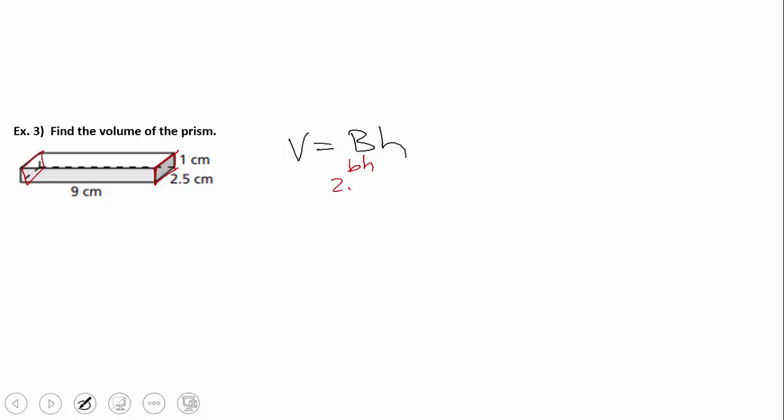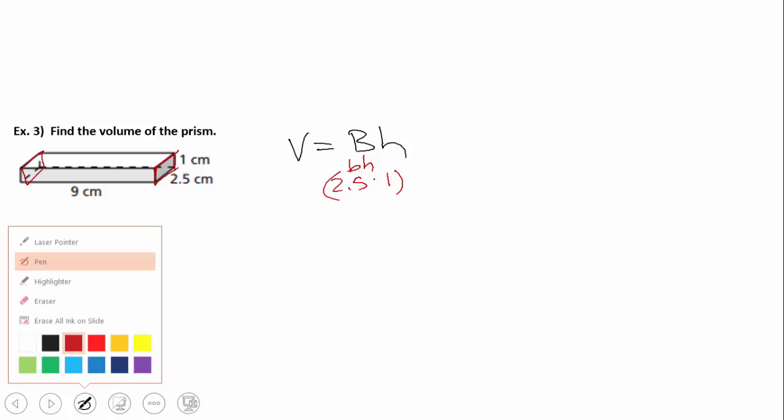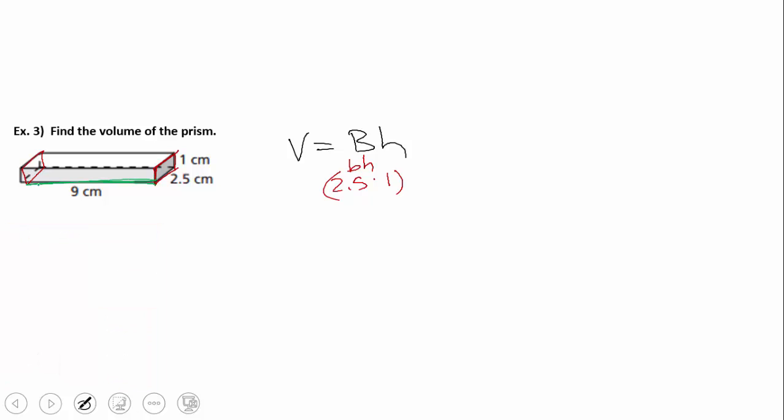That would be 2.5 times 1. And then the height, the distance between the two sides that I'm calling the bases, is 9. And 2.5 times 1, well, that's 2.5. And that times 9 is 22.5. And our units are centimeters. We are finding volume, so it's cubed.